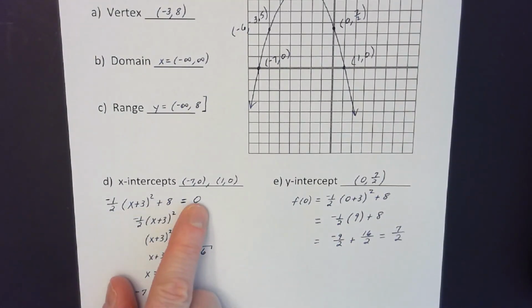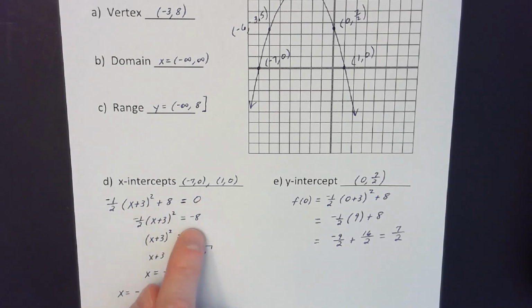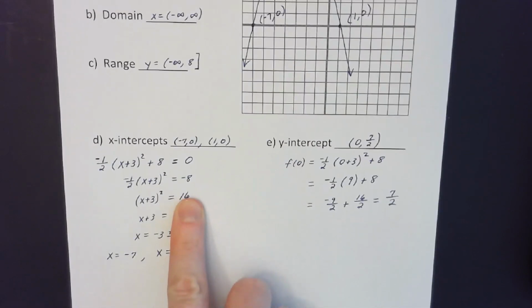Set the equation equal to 0, solve for x. I had to move the 8 over, became negative 8. Then I had to divide by negative 1/2 on each side. Now be careful with that. If you're dividing by negative 1/2, that's the same thing as multiplying by negative 2. So I said negative 8 times negative 2 is a positive 16 there.